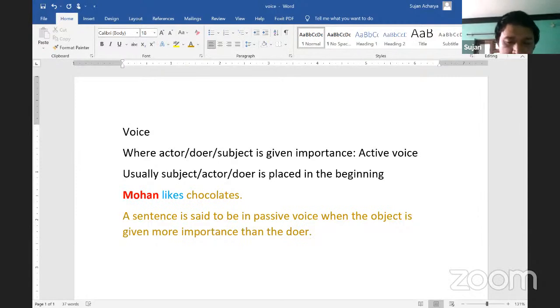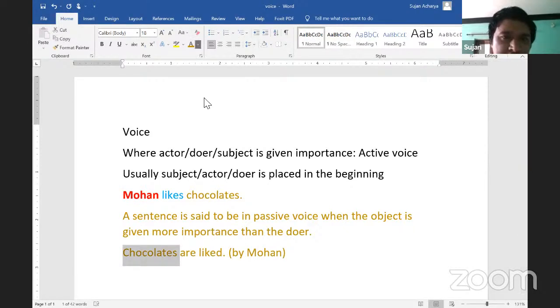For example, by Mohan is kept as obligatory. You may include or you may not include the agent. The doer is not given that importance in passive voice. What is important is the object. Object is given importance in passive voice.